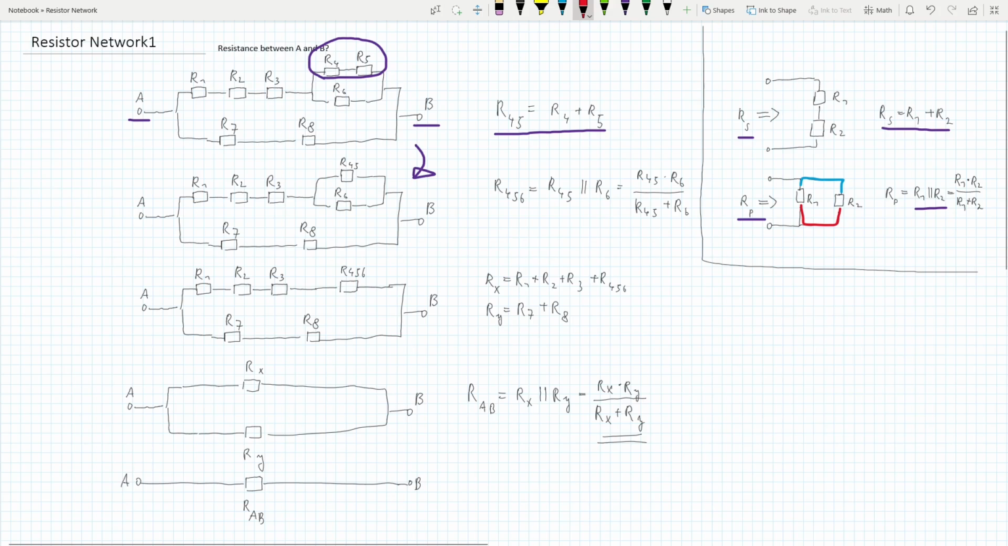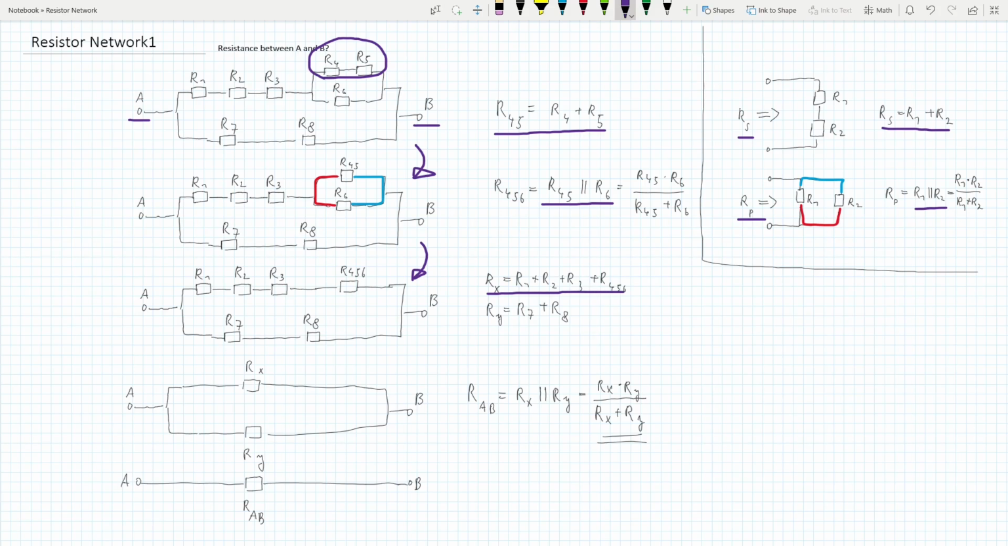We can see that R4,5 is parallel to R6 by using the red and blue color again. So we can calculate R4,5,6 by using the parallel formula. R4,5 is parallel to R6. If we redraw the circuit again, we can see that R1, R2, R3 and R4,5,6 are in series. So we sum them up and call them Rx.